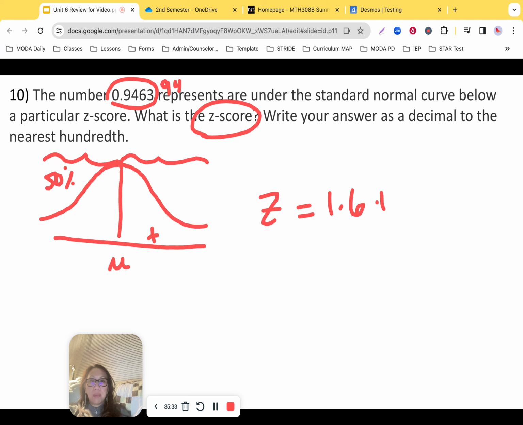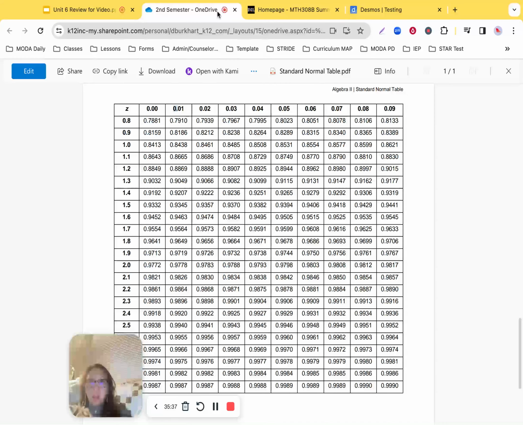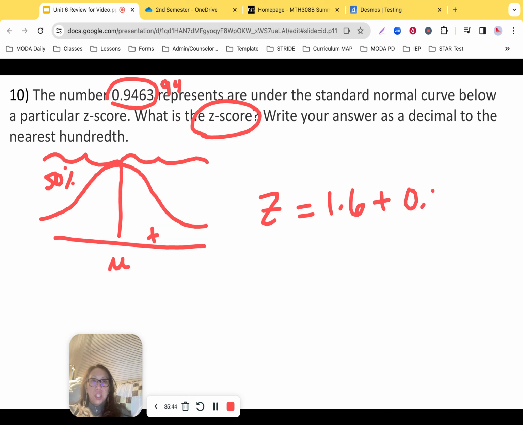So 1.6 plus 0.01. If you add that, you'll get 1.61. So that would be your z-score for that number.